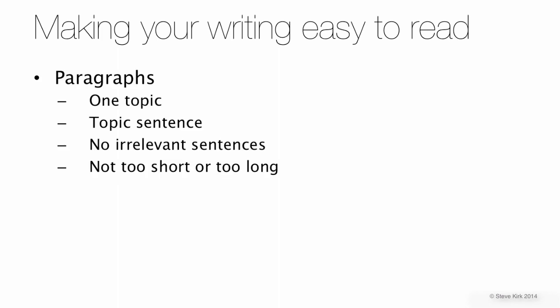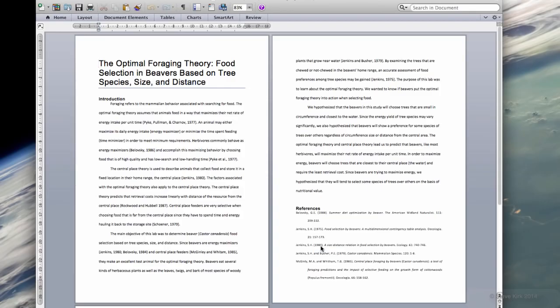First, let's talk about paragraphs. Paragraphs divide your writing into sections that the readers can easily see. This helps to make your paper easier to read. Let's look at this example, which is a lab report on how beavers find food based on the trees around them. Now you can easily see the paragraphs. Here's one, here's another, here's the third one, and here's the last one.